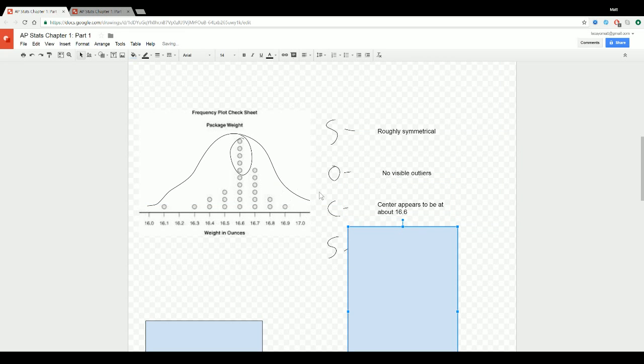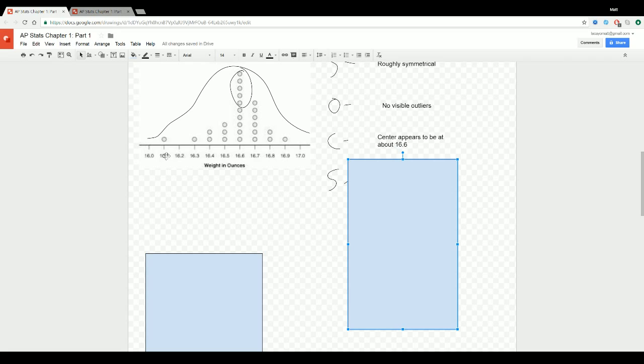And lastly, we'll talk about the spread. When talking about spread, you're going to talk about where the different points of data range from. Let me just check the chat real quick.